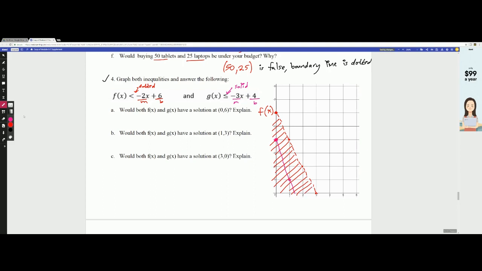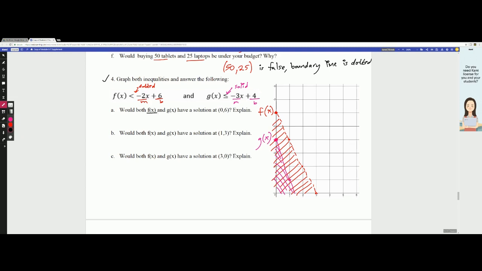Okay, so now let's graph or shade for g of x. Again, it's less than or equal to. That means we shade below g of x. Again, g of x is the pink guy. Nice. All right.